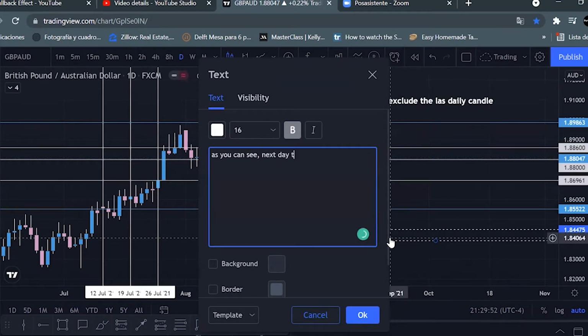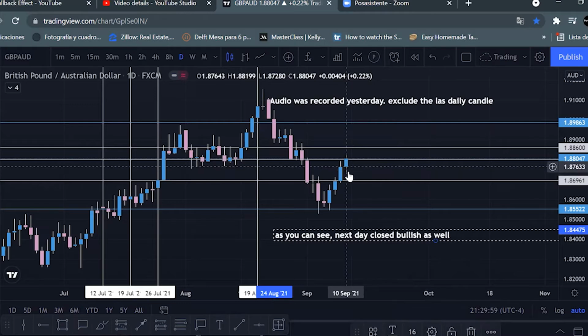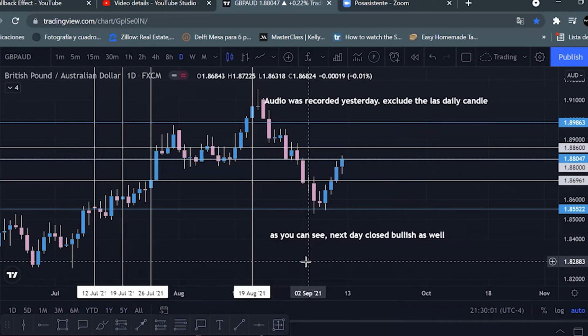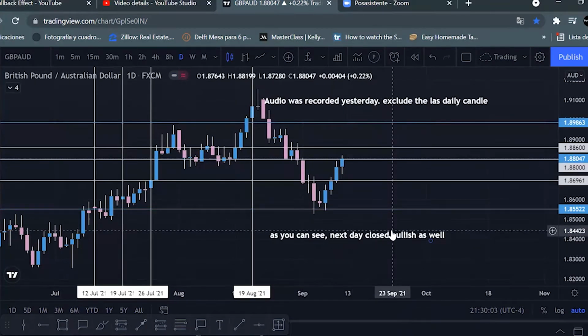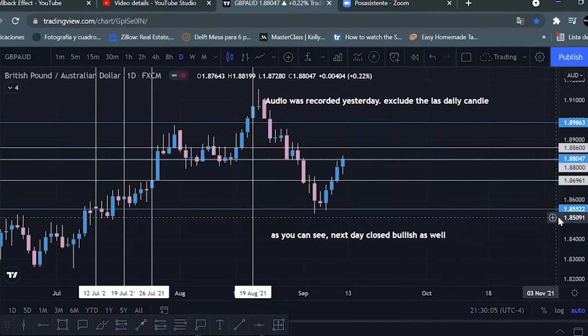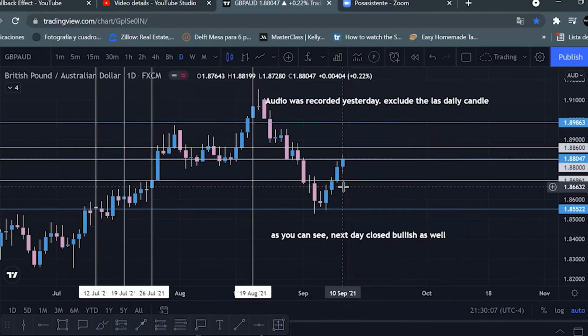1.87 big figure down to 1.86. We'll round it up to 86.50, mid-level, mid-figure. Okay, so that's as much as I want to see it retrace. It might not even retrace.